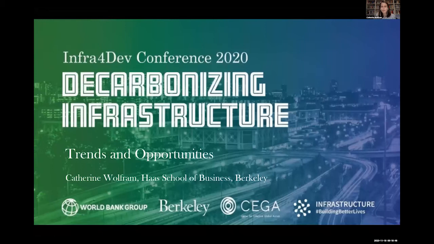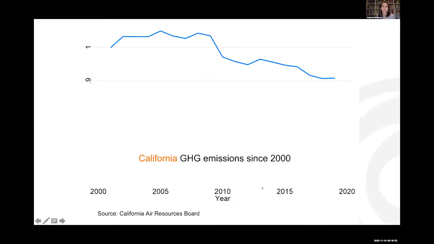So I wanted to start with an example that I know well. I'm sitting in California, so this is a graph that's looking historically and showing some progress on decarbonization. I thought it'd be useful to start with an optimistic view. And I'm going to show you a number of graphs that have the same form. So let me go over what's going on here. I'm plotting the trend in California's greenhouse gas emissions since 2000. And basically the graph is normalized to be one in 2000.